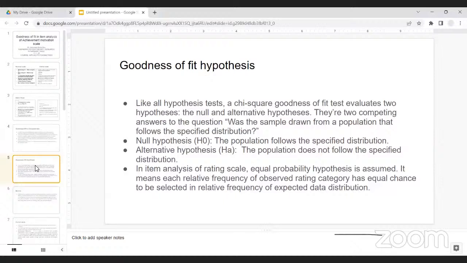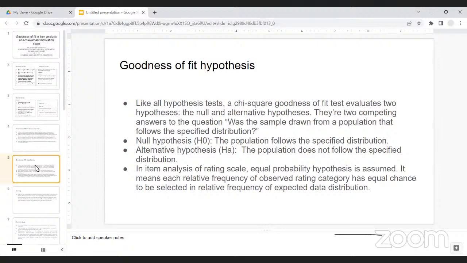Now, Arnold, please read what is written. Yes, sir. Like all hypothesis tests, a chi-square goodness of fit test evaluates two hypotheses, the null and alternative hypothesis. There are two competing answers to the question: was the sample drawn from a population that follows the specified distribution? Null hypothesis: the population follows the specified distribution. Alternative hypothesis: the population does not follow the specified distribution. In item analysis of rating scale, equal probability hypothesis is assumed. It means each relative frequency of observed rating category has equal chance to be selected in the relative frequency of expected data distribution.